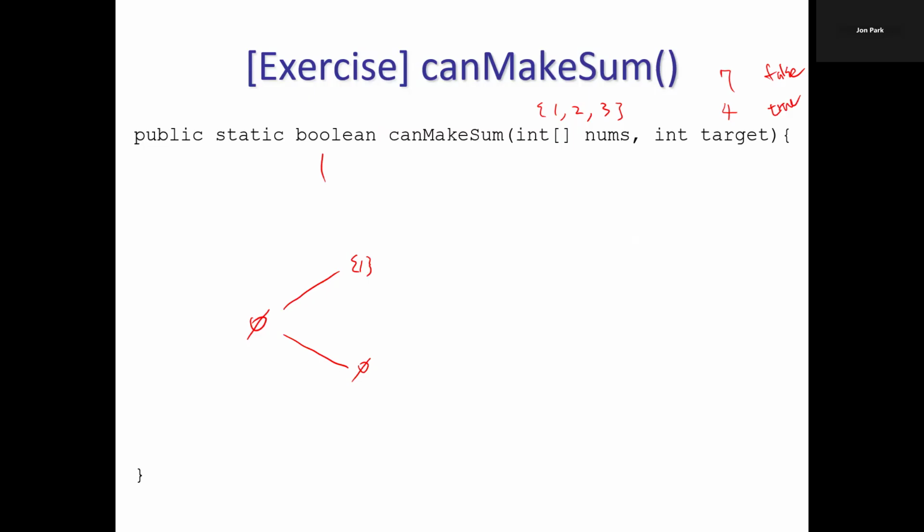And the recursion from there, now we're looking at element 2. Again, we're going to consider both including it and not including it, including it and not including it.